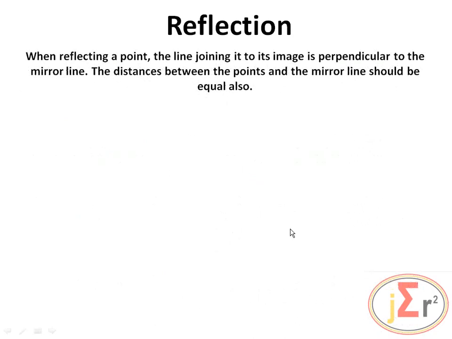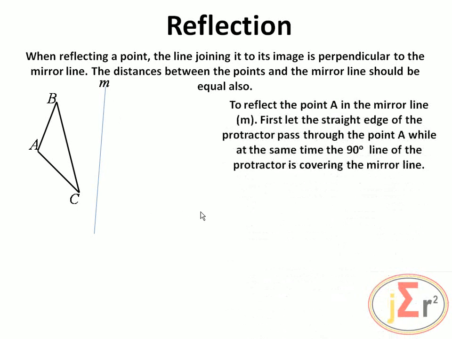We are just going to be looking at reflection. When reflecting a point, the line joining that point to its image is perpendicular to the mirror line. The distances between the points and the mirror line should also be equal. So there we have our object, a triangle ABC, and here we have also the mirror line. To reflect the point A in the mirror line, first let the straight edge of the protractor pass through the point A, while at the same time the 90 degrees line of the protractor is covering the mirror line.